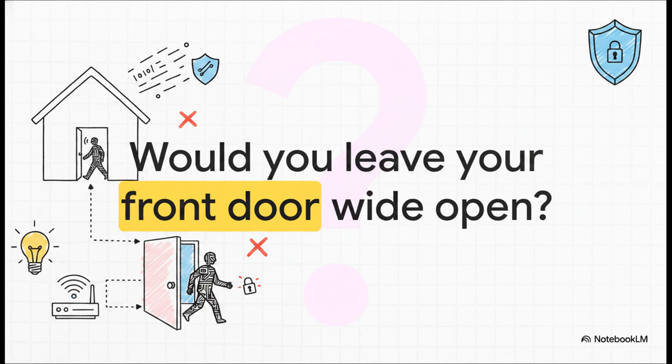Well, believe it or not, that is exactly what happens when an IoT, or Internet of Things device, is left unsecured. The only real difference is that the intruders are digital, and the doors they're strolling through are the smart devices connected right to your local Wi-Fi network.